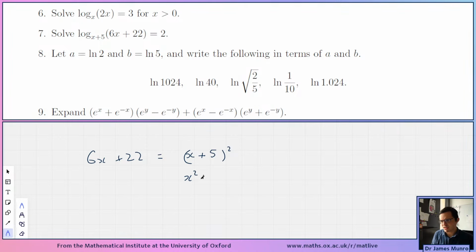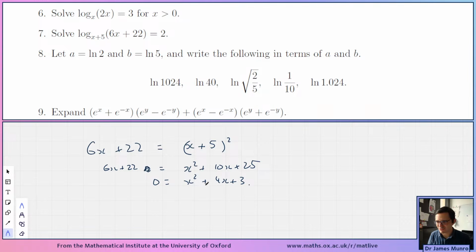What is this? X squared plus 10x plus 25. Oh no, not 6. This thing. So this is x squared plus 4x plus 3. Oh yeah. There's a period of time where I wrote a lot. It's always this quadratic.